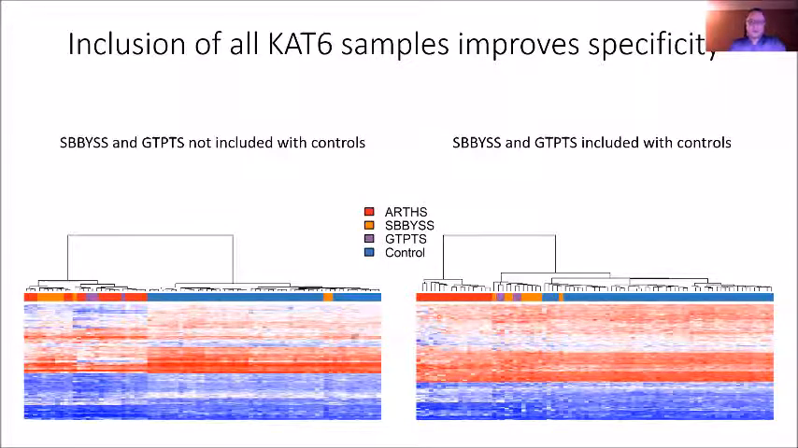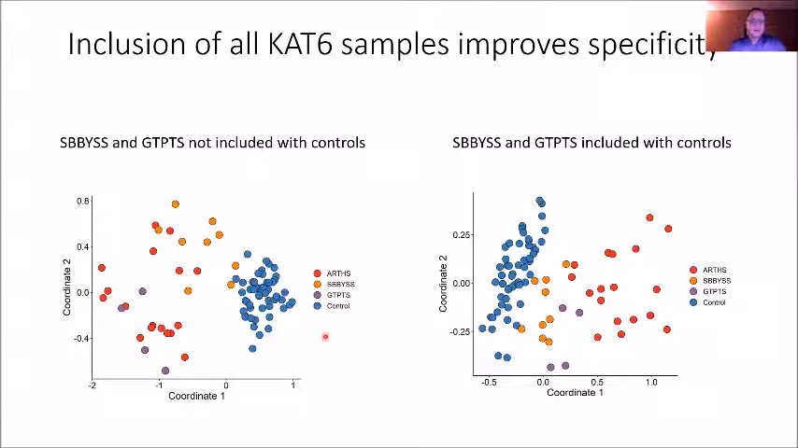On these multidimensional scaling plots as well, when we didn't include them, we can see that there's overlap between the ARTHS and the other samples. But once we include them as controls, then we have kind of these 3 separate clusters.